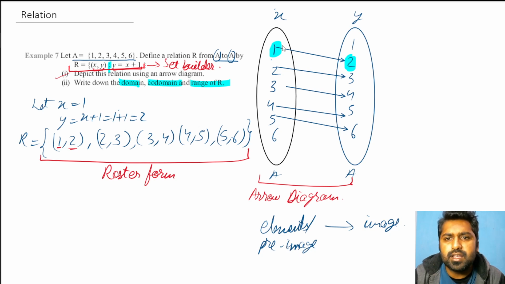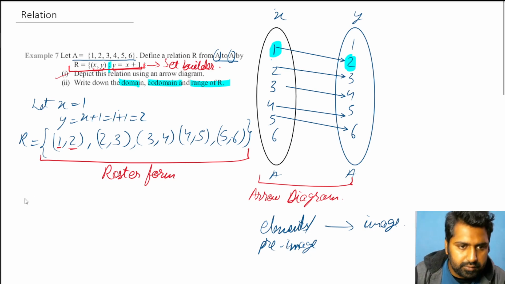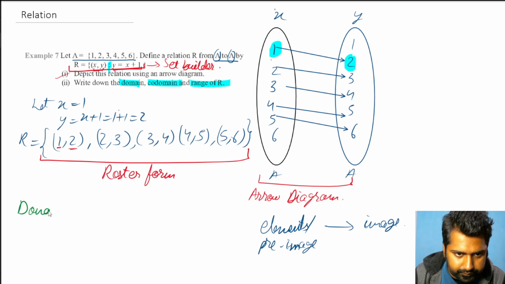So if I say what is the image of element 1, you'll say 2. What is the pre-image of 2? You'll say 1. What is the element of 2? 1. How about 6? What is the image of 6? No image of 6, because there is no relation that is being satisfied. As such, for 6, 7 should be the answer, but the problem is that it was defined from set A to A, and inside A, 7 is not present. That's why I now cannot connect this with 7. Now let's define domain.